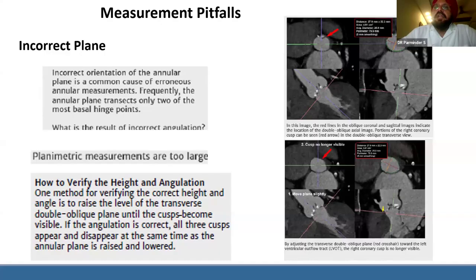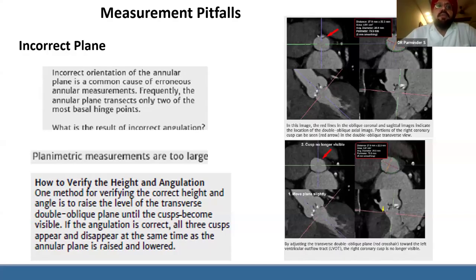This means that you are higher up on the right coronary side and lower down on the other two sinuses. So this is not a correct plane. Here you have to change. You have to have a measurement or a plane which is correct so that your measurements which are dependent on the annular plane are correct.